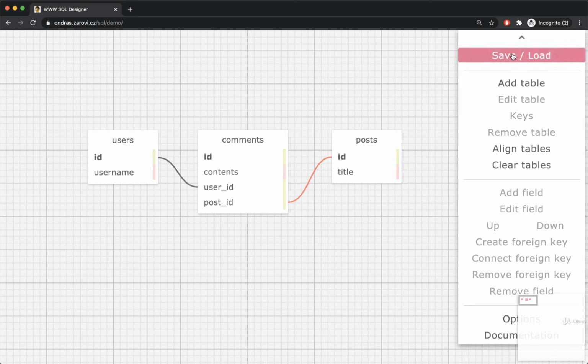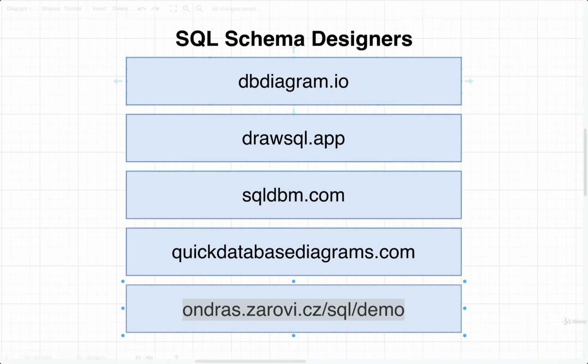So at this point, we could save this design. We could also just do a print screen, turn this into a PDF, or whatever else. But this is pretty much it. That's all we really want to do. Okay, so that's it for this first tool.